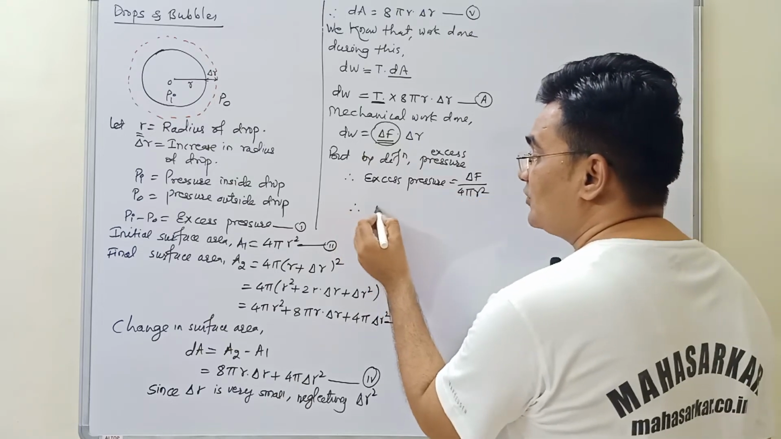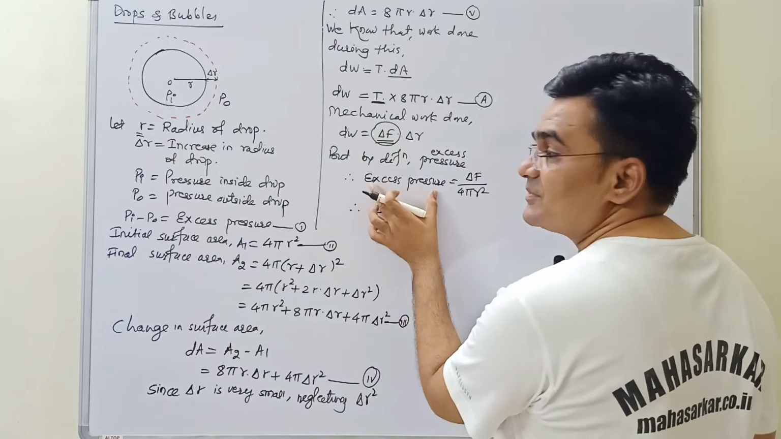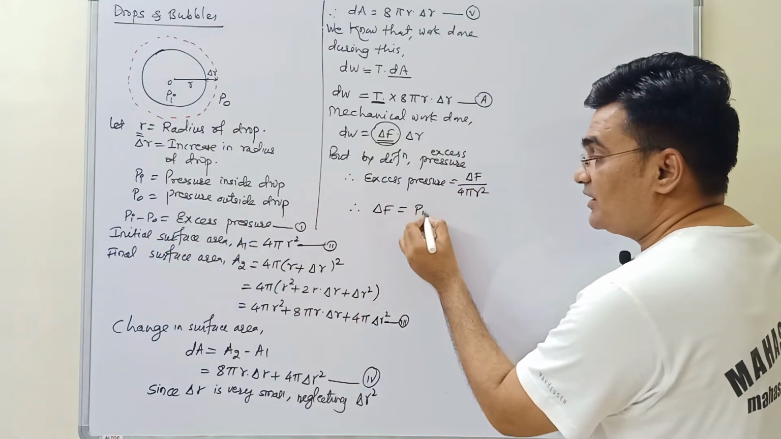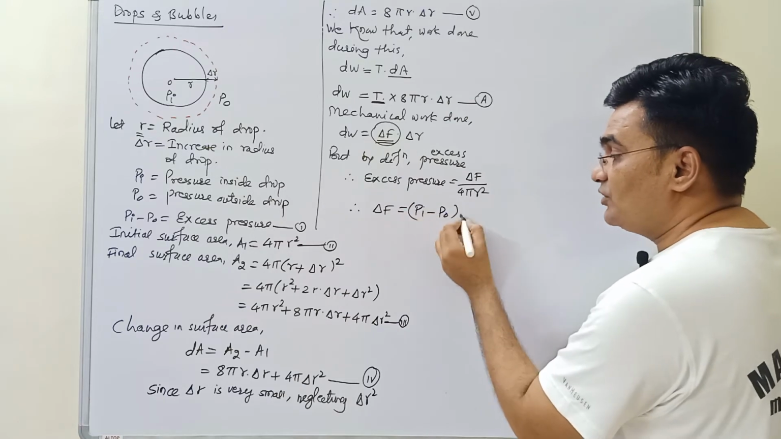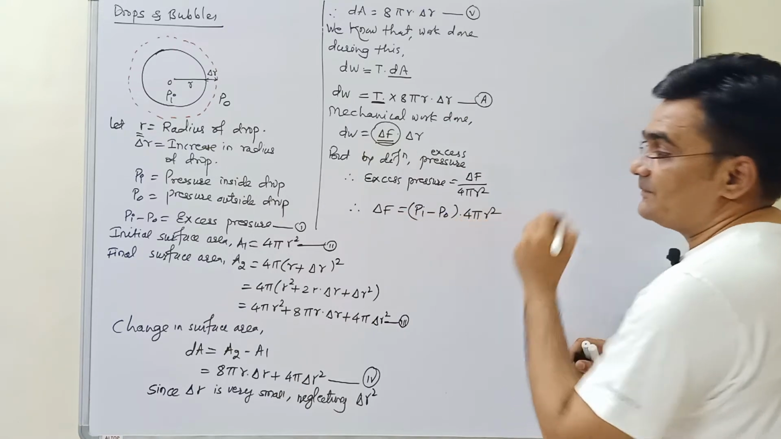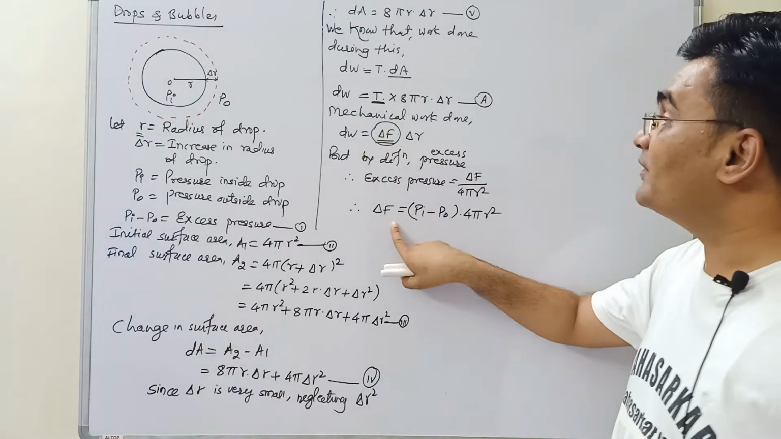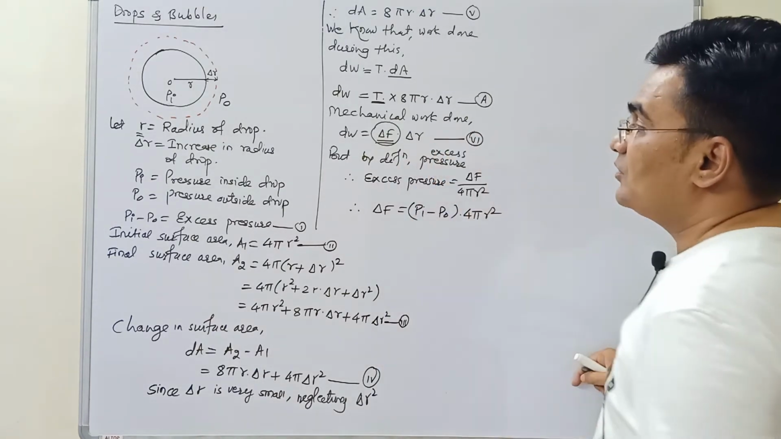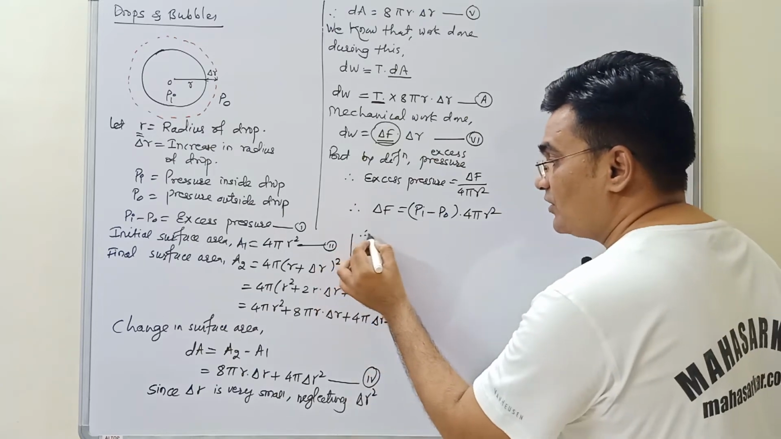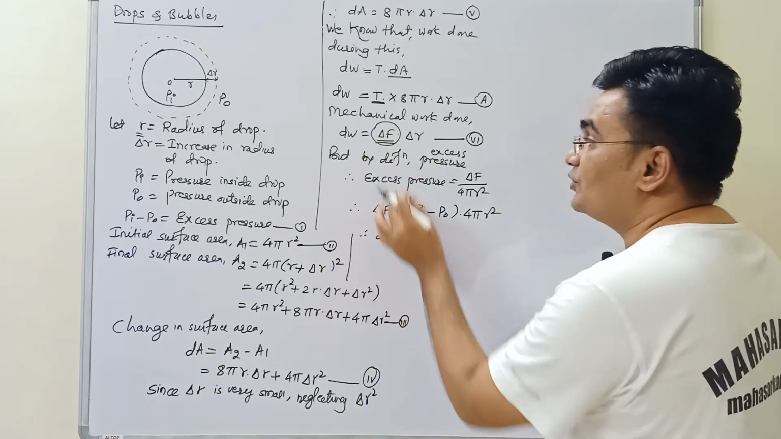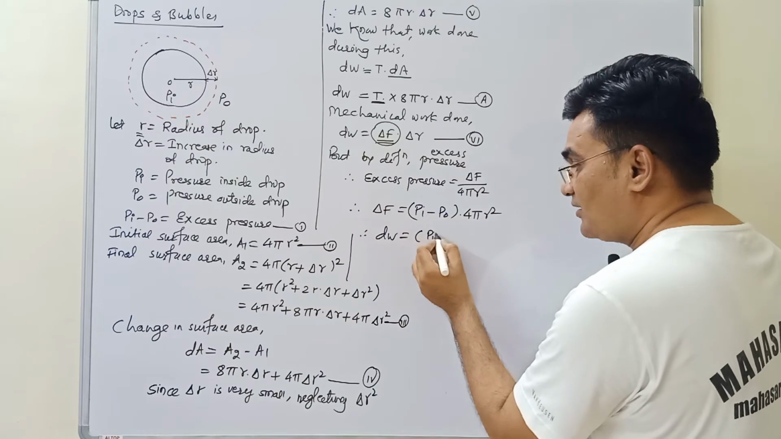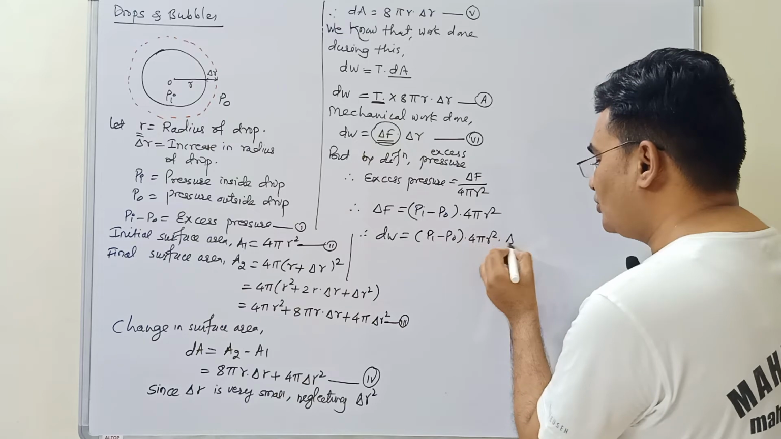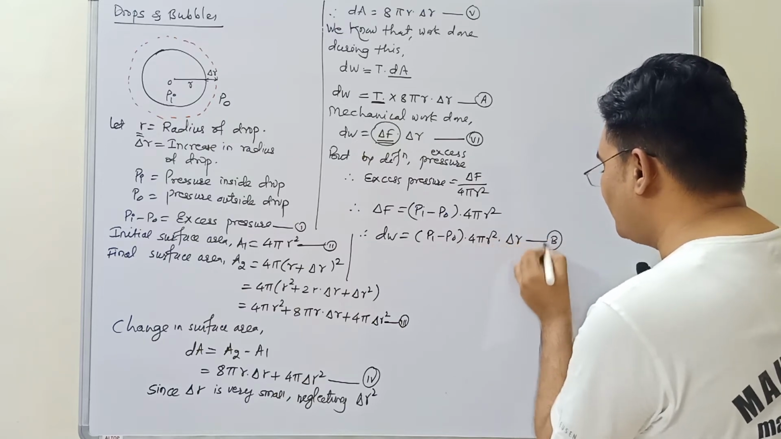So what is delta F equal to? Excess pressure. What is excess pressure then? Pi minus Po. So Pi minus Po into 4 pi r square. This is the value of delta F that we got. Let's substitute here in equation number 6. What will we get then? Therefore, dW equals Pi minus Po into 4 pi r square into delta r. Say this is equation number B.